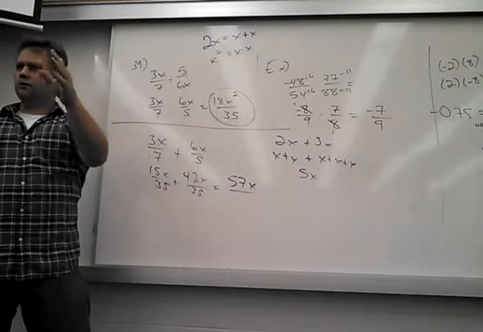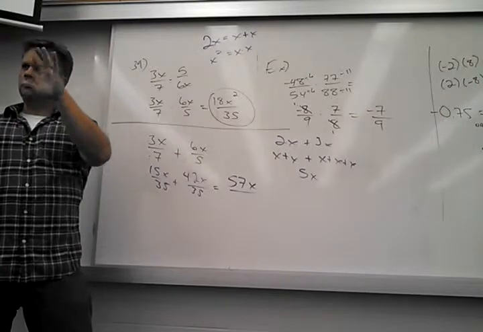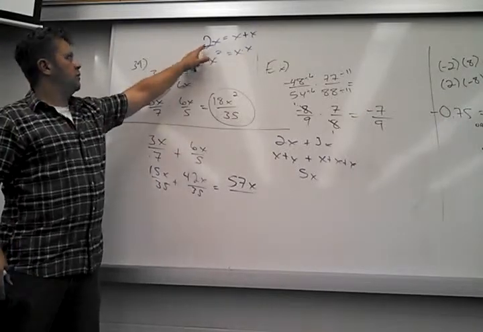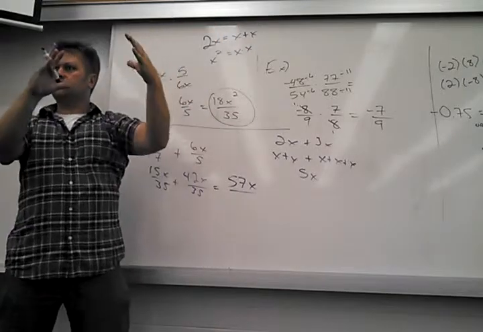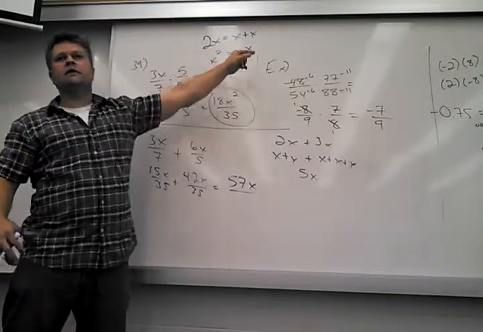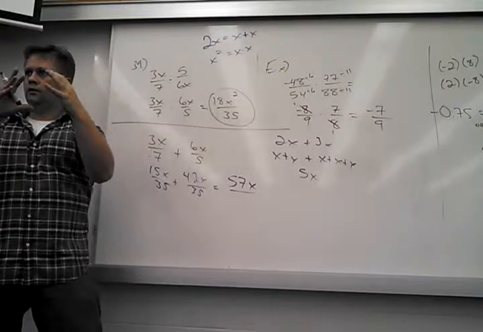And again, that's where students go wrong. Obviously there's a 2 written there, but this 2x means x plus x. There's no 2 there. There are 2 x's I'm keeping track of. This x squared means x times x. There are 2 x's I'm keeping track of. Does that make sense?